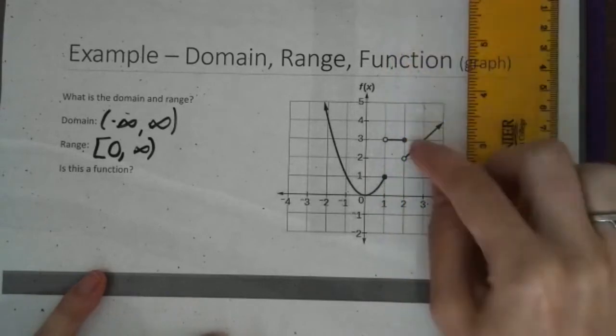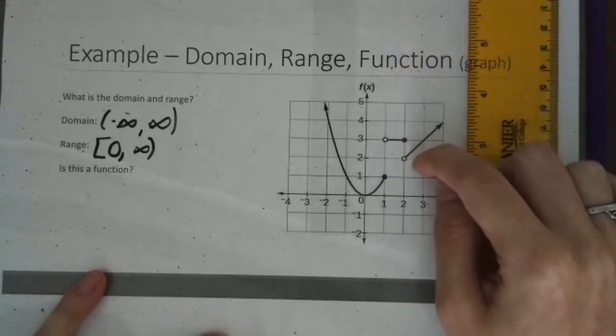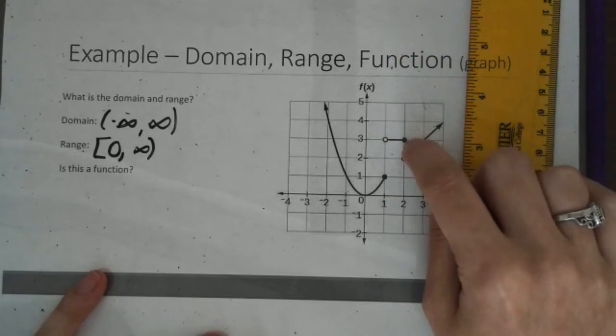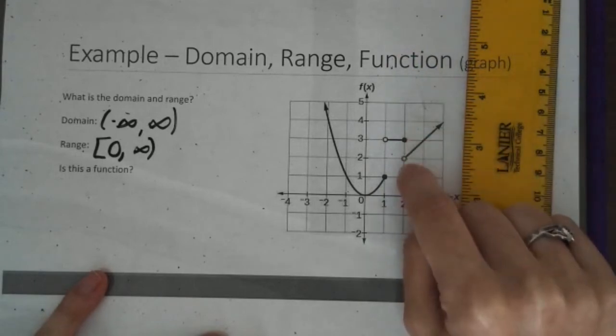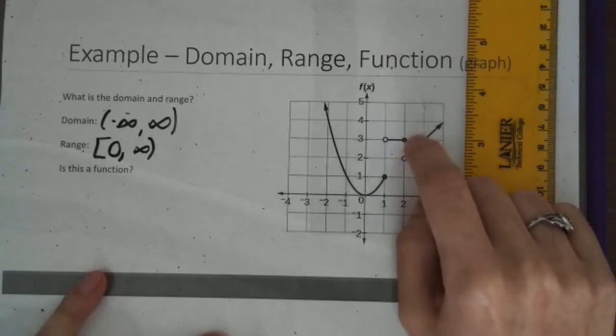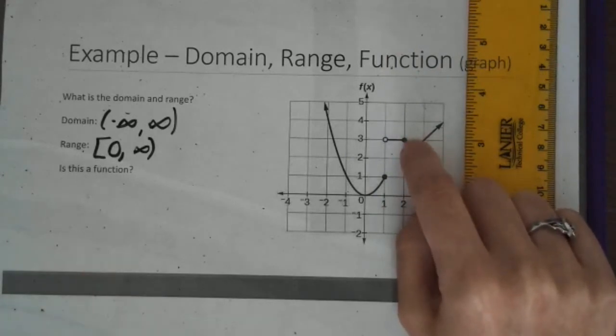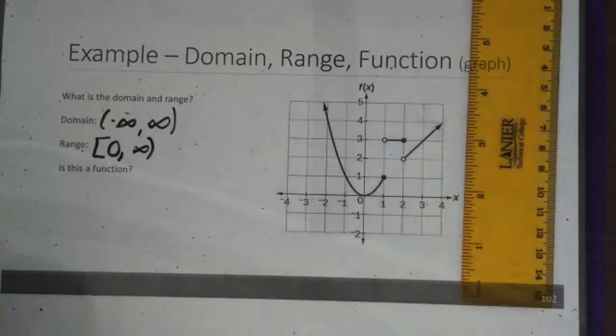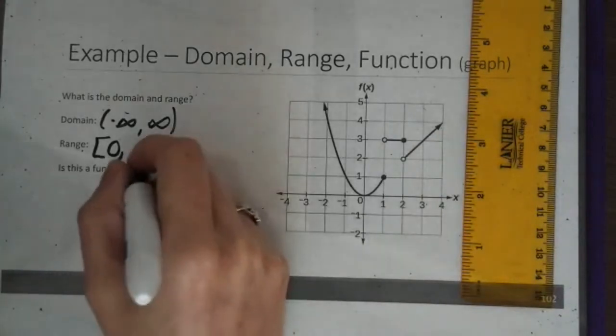Uh-oh. At x equals 2, we hit the same problem. We have a point up here. We don't down here. So this is still a function because we're only intersecting once in the upper part. And then we continue on, and that's okay. So yes, this is a function.